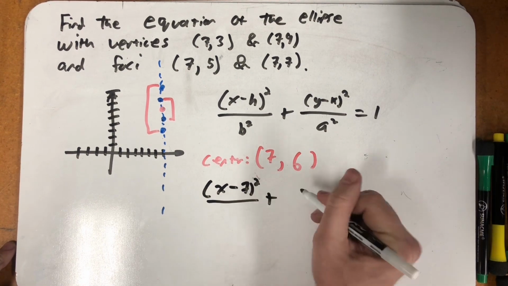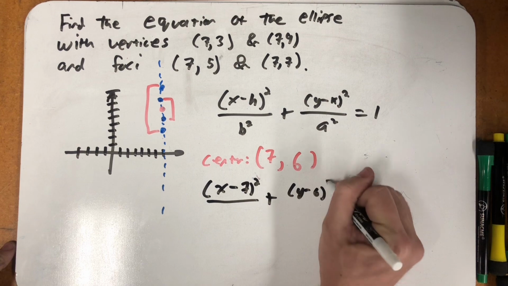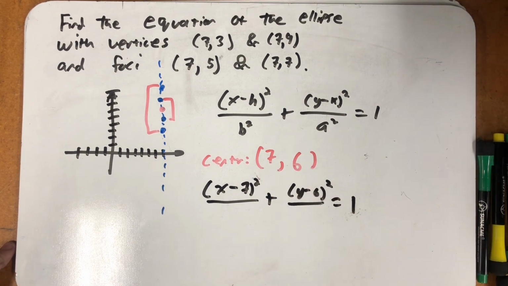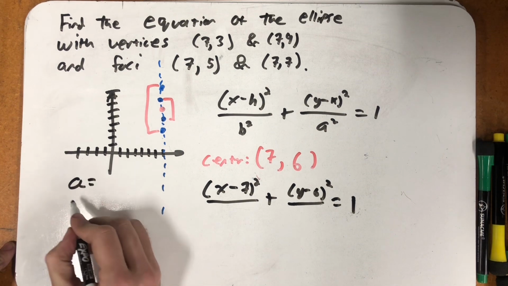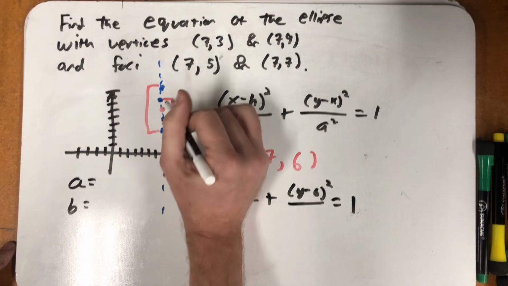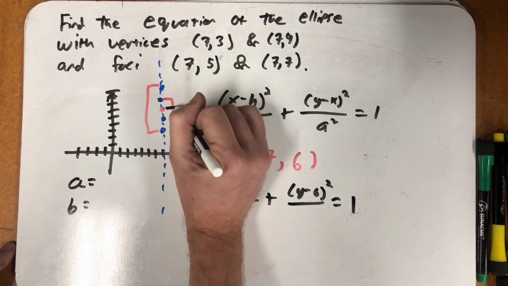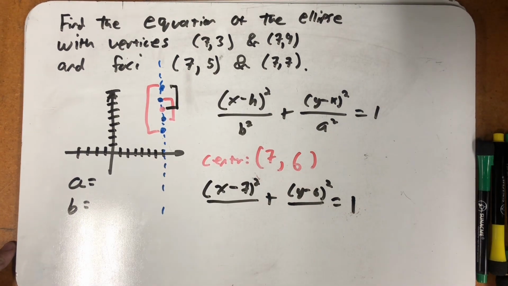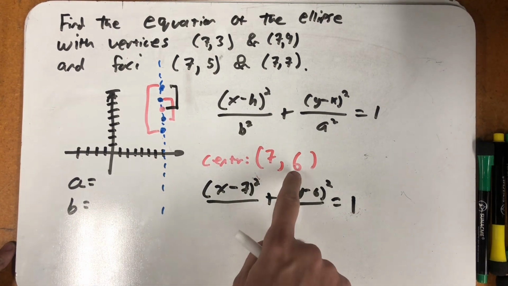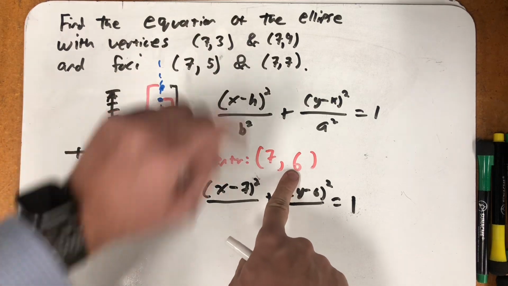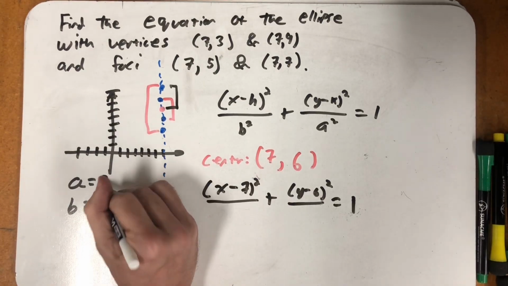And so I have a start into my equation. Now I just need to find a and b. All right, well, a is pretty easy to find. That's the distance between the center and one of the vertices. And so I can just think about going from 6 up to 9 or from 6 down to 3, and I know that a is 3.